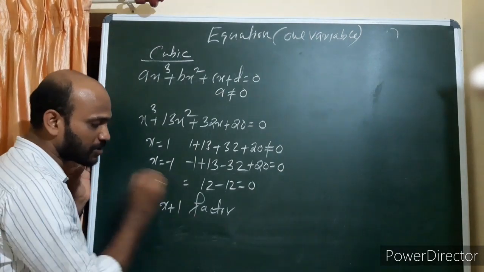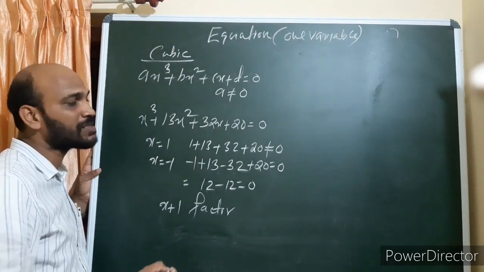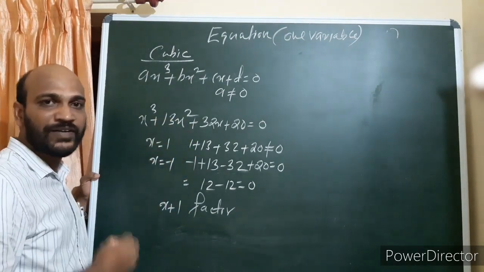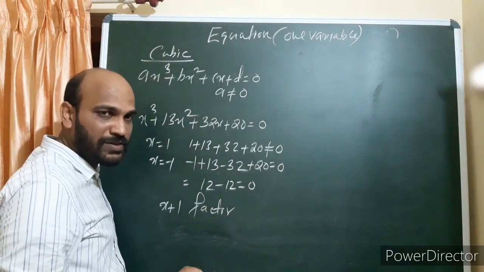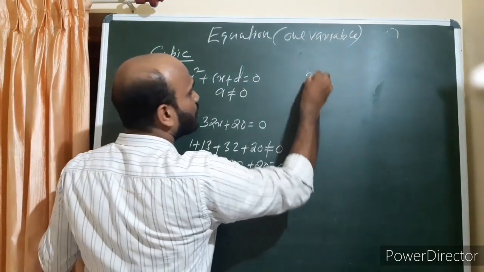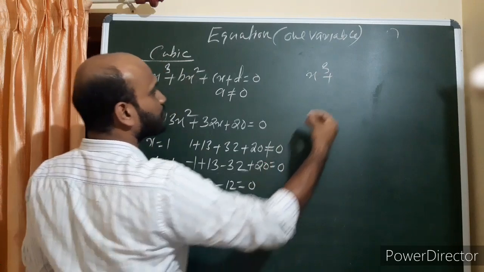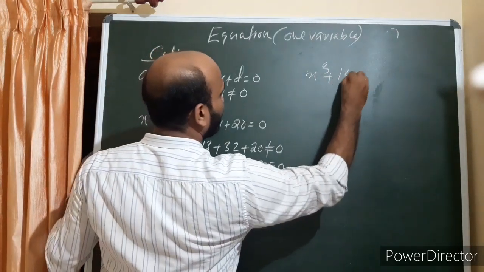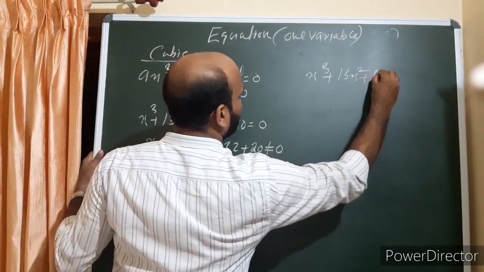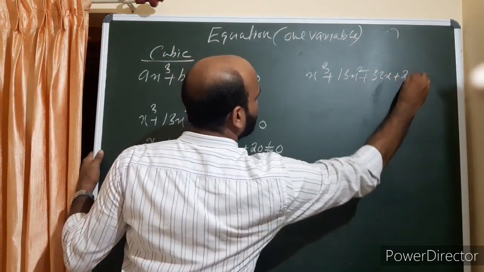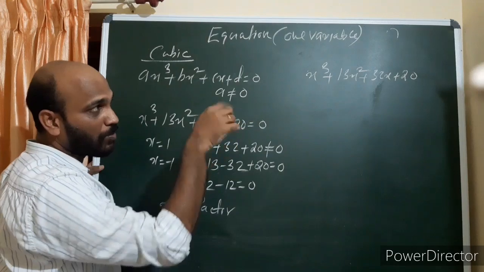So one factor is x plus 1. For finding the other two factors, we have to go for the long division method. I think you all know what the long division method is. So x cube plus 13x square plus 32x plus 20. That is called a cubic polynomial.